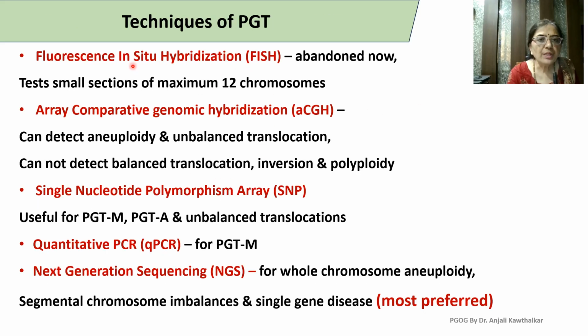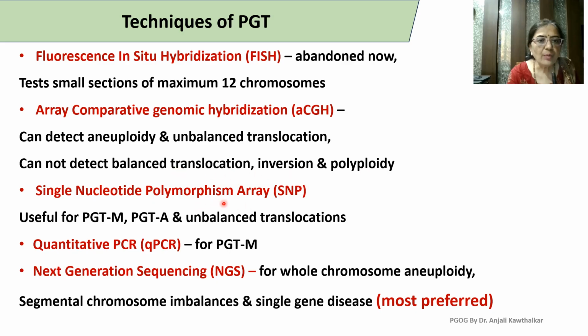Various techniques for PGT are: FISH, fluorescent in situ hybridization. It is obsolete now because better techniques are available. It tests only small sections of a maximum of 12 chromosomes, so it cannot test all the chromosomes. Array comparative genomic hybridization, aCGH, can detect aneuploidy and unbalanced translocation. It cannot detect balanced translocation, inversion, and polyploidy.